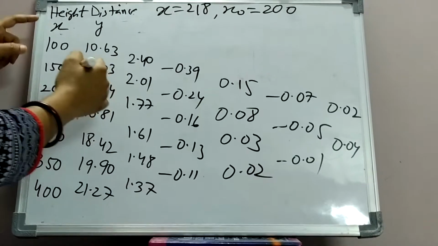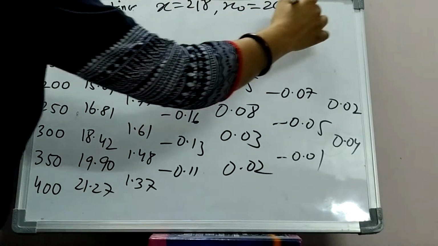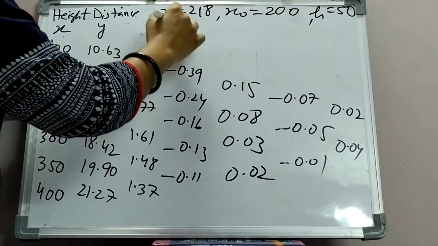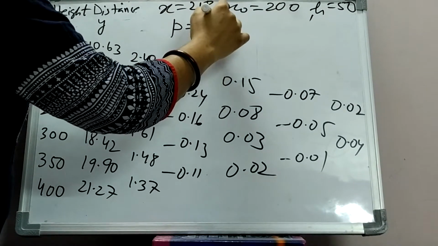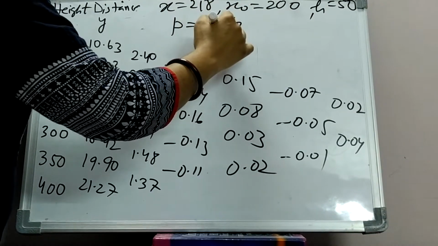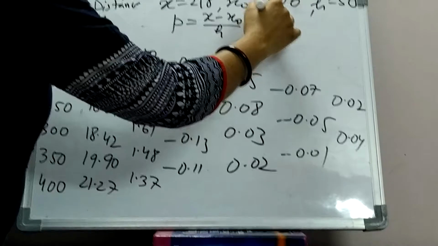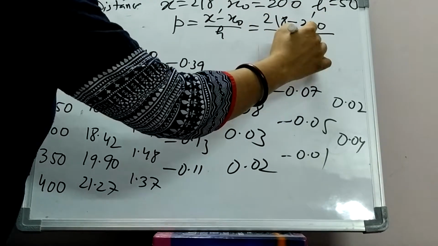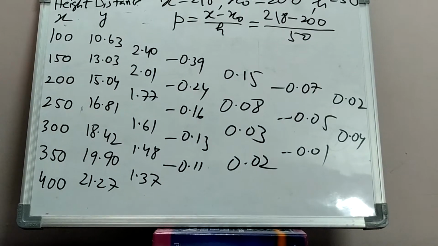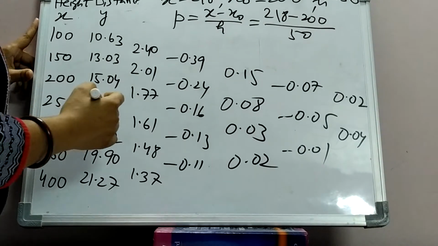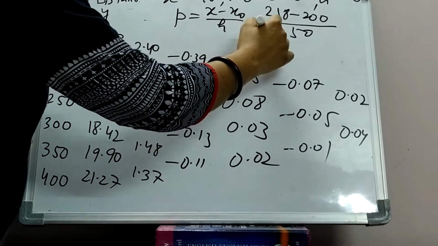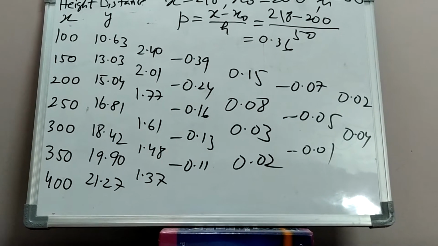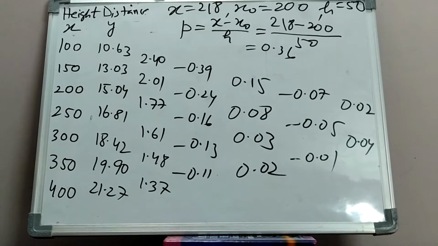And h, as we can see from the table, is given to be h is equal to 50. So for the value of p, we will apply the formula (x minus x naught) by h. Substituting, 218 minus 200 by 50. You can compute this and it will come to be 0.36. So the value of p is obtained as 0.36.